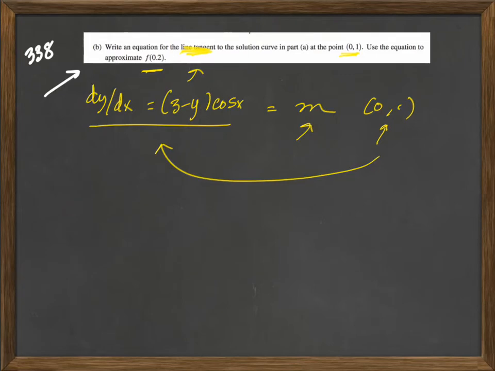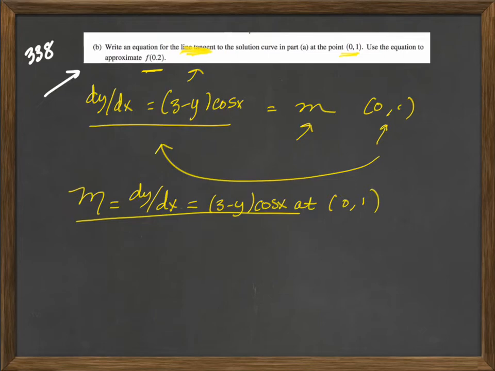So let's just substitute (0, 1) in. Well, let's actually do what you should write, okay? So you should write m equals dy/dx equals (3 minus y) cosine x at (0, 1). So that's showing what you know. You know that that's the slope. So let's stick x and y in. So you get 3 minus 1 times cosine 0, which is 1. So you get 2. So m equals 2.